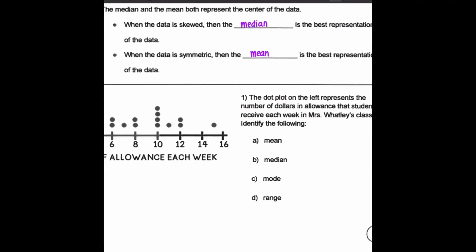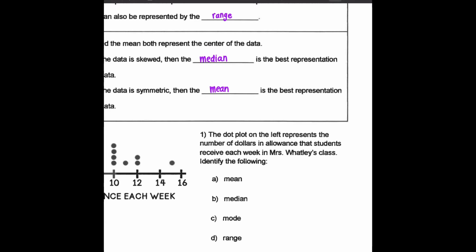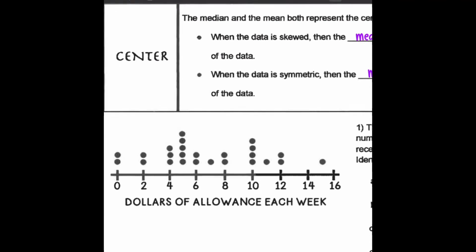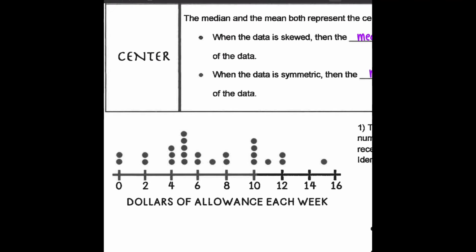So in number 1, it says the dot plot on the left represents the number of dollars in allowance that students receive each week in Miss Watley's class. Identify the following: the mean, the median, the mode, and the range. So let's look at this dot plot. We first need to identify the mean.